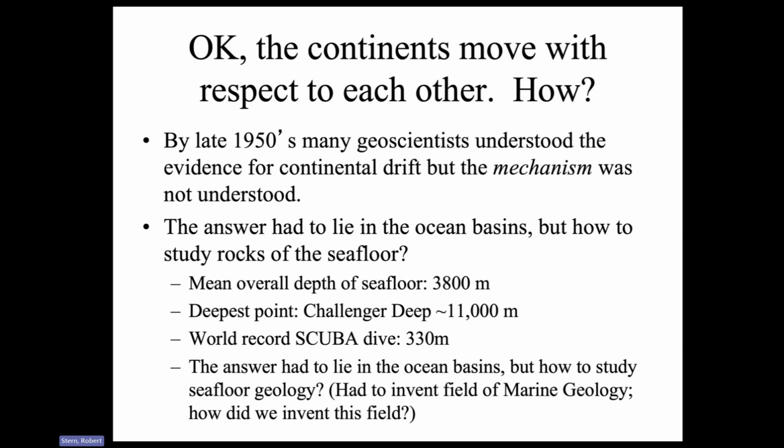They're very happy on land. They don't mind taking a dip in the ocean, but they're not going to go down to the mean depth of the seafloor of 3,800 meters, much less the deepest point, the Challenger Deep, 11,000 meters, which we studied this last November and December. Then you could take scuba, but that'll only get you down 330 meters. That's the deepest scuba dive on record. So how do we study seafloor geology? And basically what was required was we had to invent the field of marine geology.